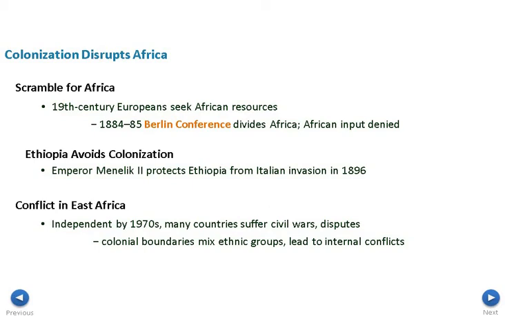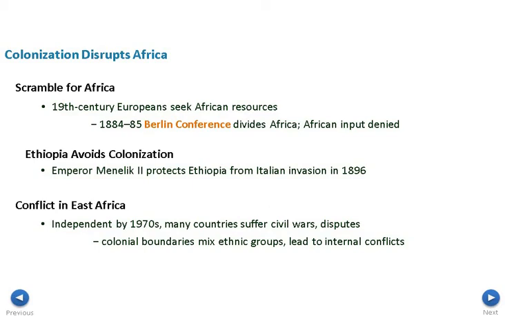Ethiopia does avoid colonization. Emperor Menelik II is going to protect Ethiopia from the Italian invasion in 1896. So they become kind of off on their own. What you see is that these countries are independent by 1970, but many of the countries are going to have civil wars and disputes.